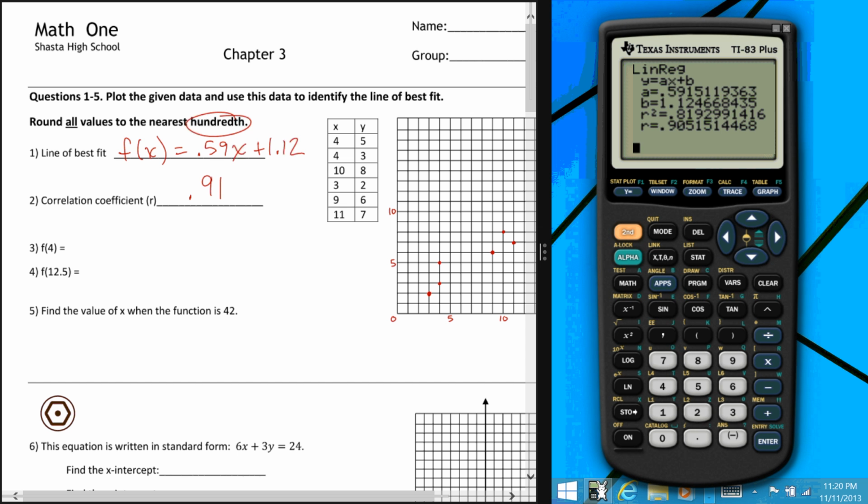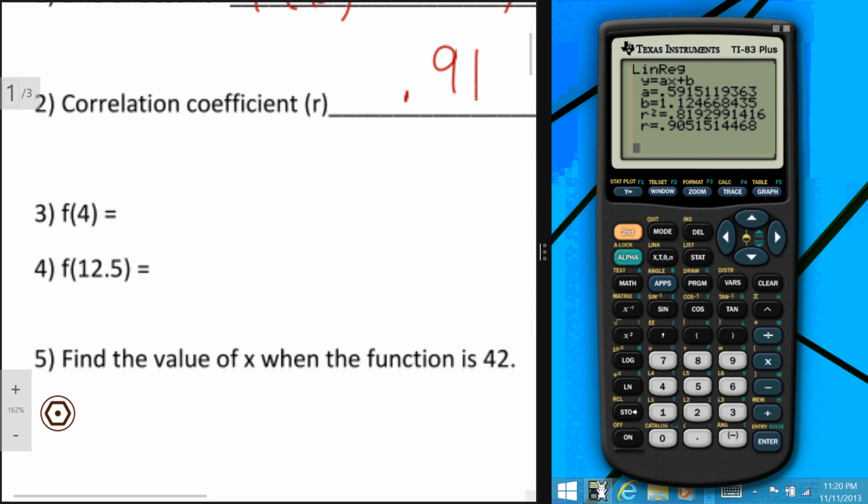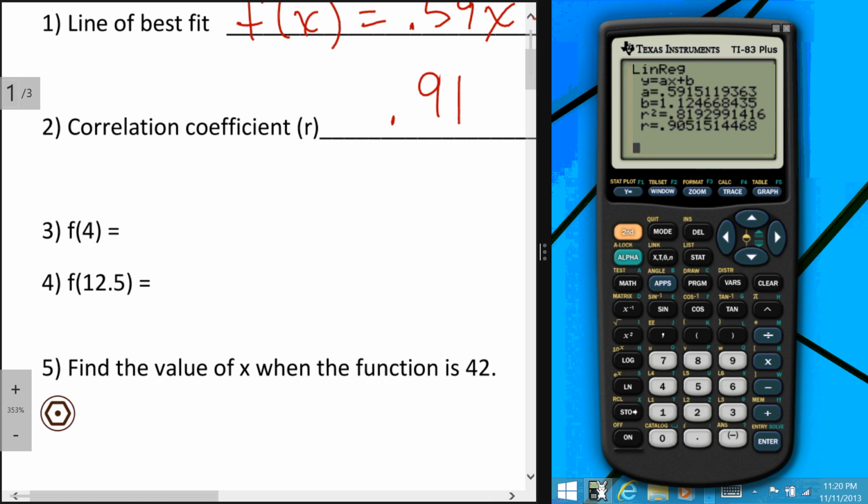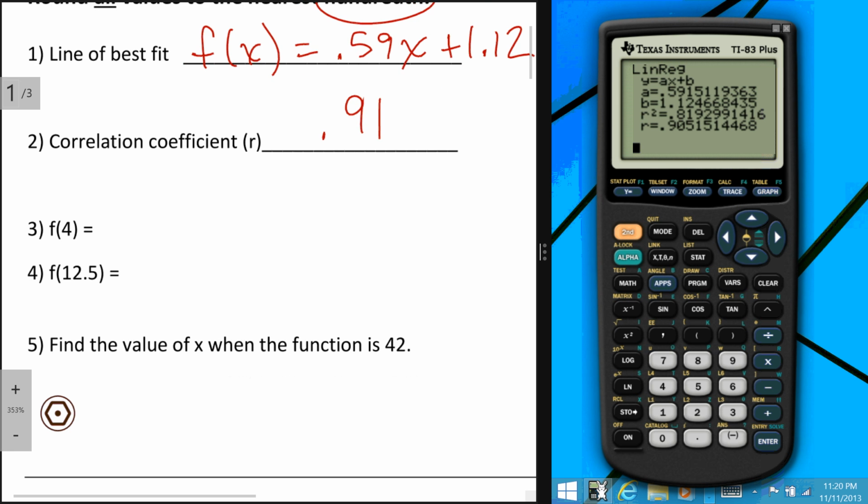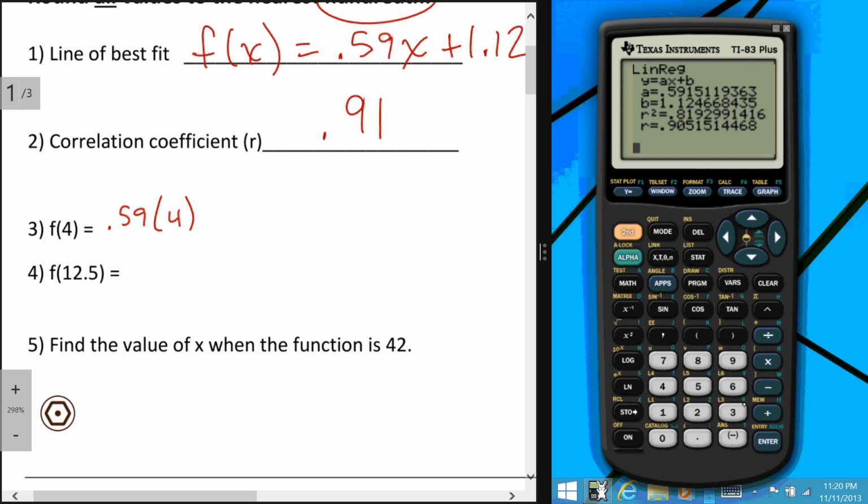Next thing, I've got two questions here where I'm asked to, let me zoom in for those. It says identify the functional value when x is 4 and also when x is equal to 12.5. So I'm going to plug those values in. So when x is 4, this function becomes 0.59 times the 4 that I'm passing into it, and then I'm going to add to that 1.12.